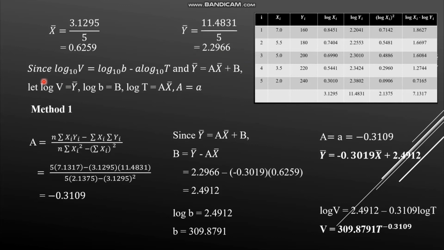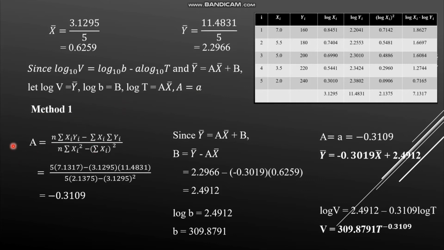So from the previous slide, we know that log v equals log b minus a log t, and y min is equal to a s min plus b. So we can make the assumption that log b is equal to big B, y min is equal to log v, and log t is equal to s min. So we know that big A is equal to small a. We use different alphabets to let us calculate our values more easily.